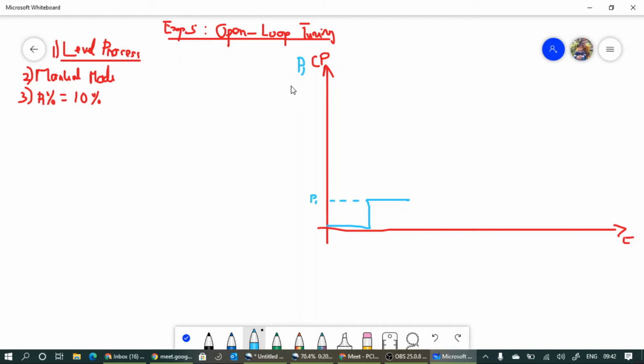Please note P1, P and CP are in percentage. That is very important. Both P and CP are in percentage. So this P1 is in percentage, here it is 10%. The time at which it is changed to 10% is not important. This time is not important.